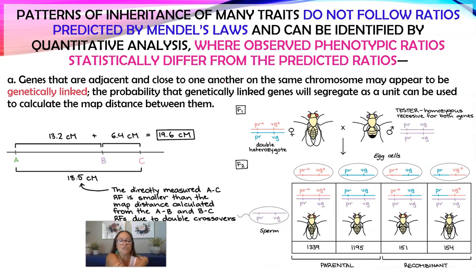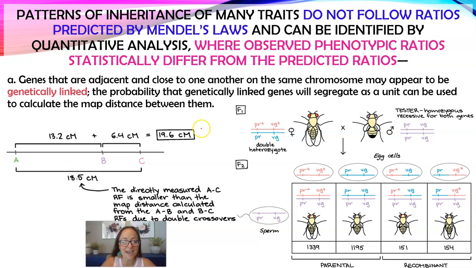So here, genes that are adjacent and close to one another on the same chromosome may appear to be genetically linked. The probability that genetically linked genes will segregate as a unit can be used to calculate the map distance between them. So this is a bad Google image, well, actually I think these images are from Khan Academy. I really like Khan Academy's pictures.